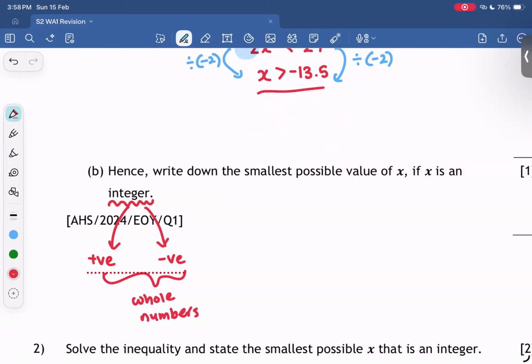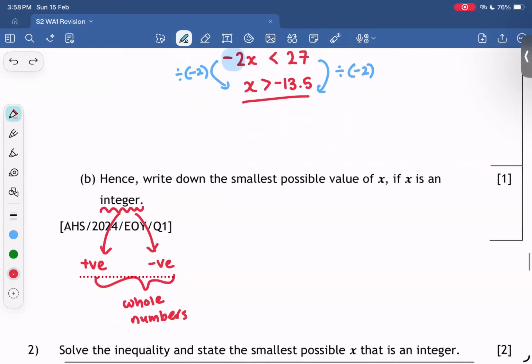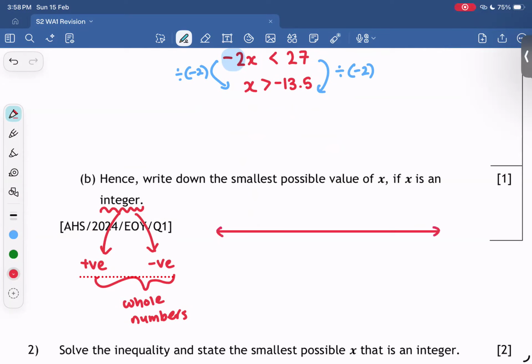Since x is more than negative 13.5, let's draw our number line, which I was mentioning earlier. Let's express this answer as a number line. I will draw my straight line like that. Since we are talking about negative 13.5, let's use numbers around negative 13.5. So let's say negative 15, negative 14, negative 13, negative 12, negative 11, negative 10. I'm not going to write down every single number in the world because that's impossible.